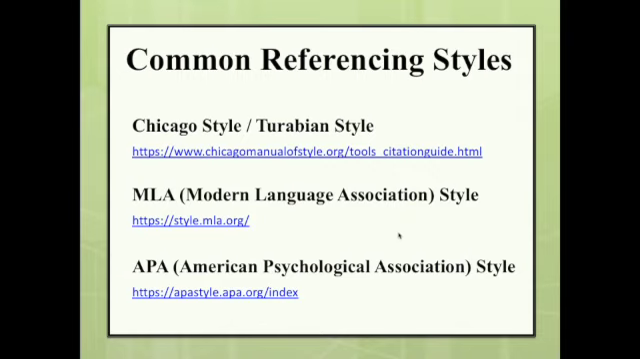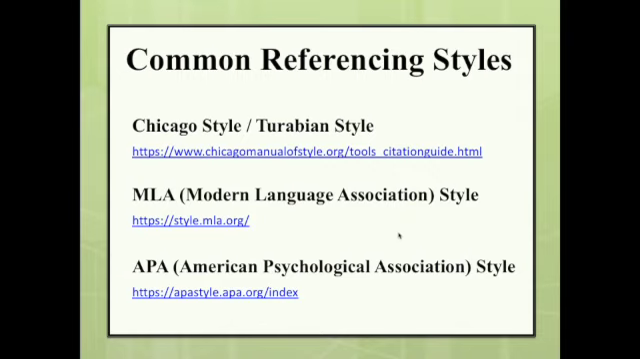Let me just say that the Chicago style is the style that is favored in the humanities. MLA and APA tend to be a little bit more appropriate or suitable for the sciences, or maybe for the social sciences as well. But the Chicago style is certainly the style that is favored in the humanities. And it's also the style that's favored at Queen's College. And so we do encourage you to use the Chicago style.